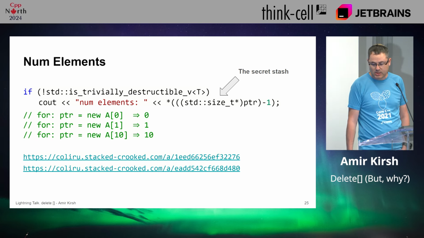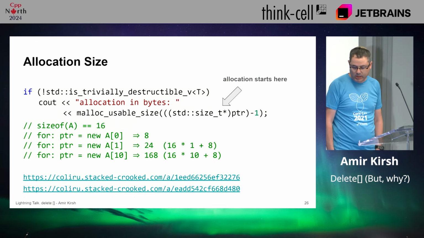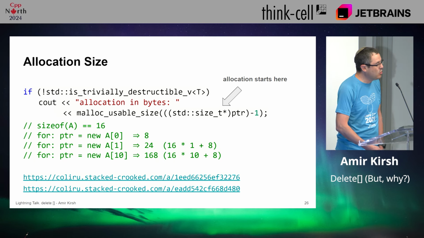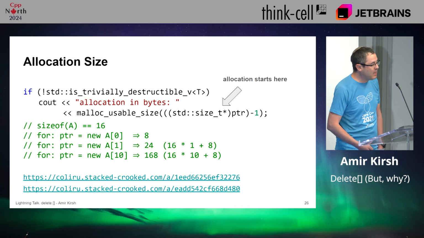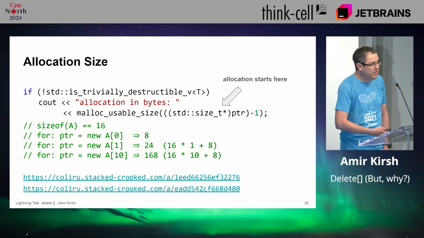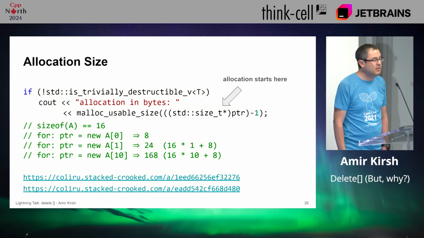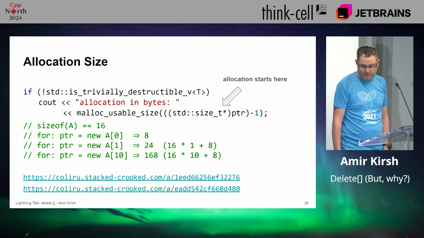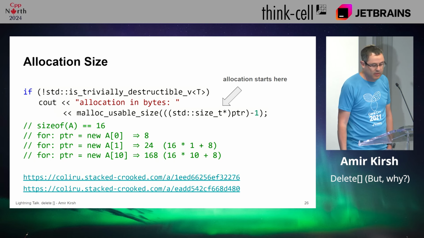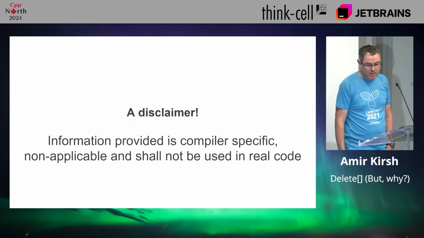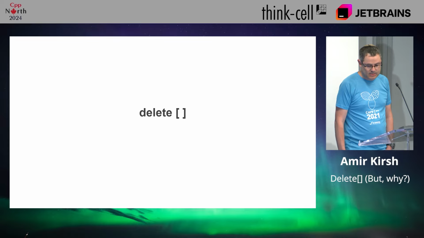And we get these numbers there in this location in memory. And if we actually ask for malloc usable size on that location, which is the actual location where we got the allocation, because the allocation was starting from this additional size t, so now we actually get the actual size. Here, the destructor is virtual. So since the destructor is virtual in this case, the size of A is 16, and you get the math for that. A disclaimer, this is non-applicable. Delete it.